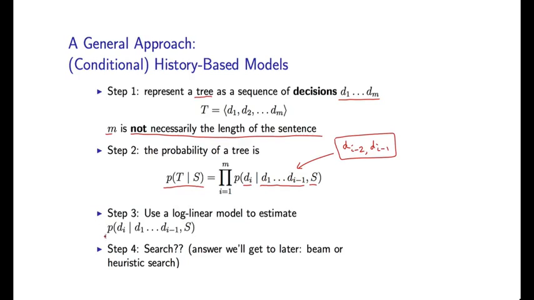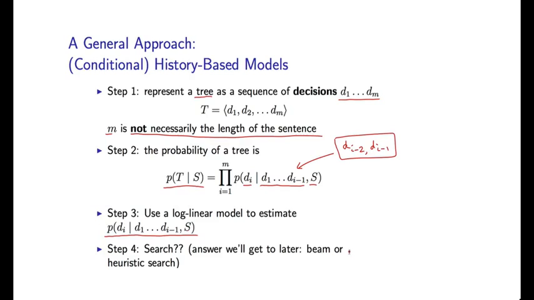The third step is going to be to use a log linear model to estimate this conditional probability of the decision given the previous i-1 decisions and the input sentence. And we'll make use of the flexibility of log linear models in terms of the features that they can include. This will be another setting where we really see the power of log linear models in terms of the representations they can use.